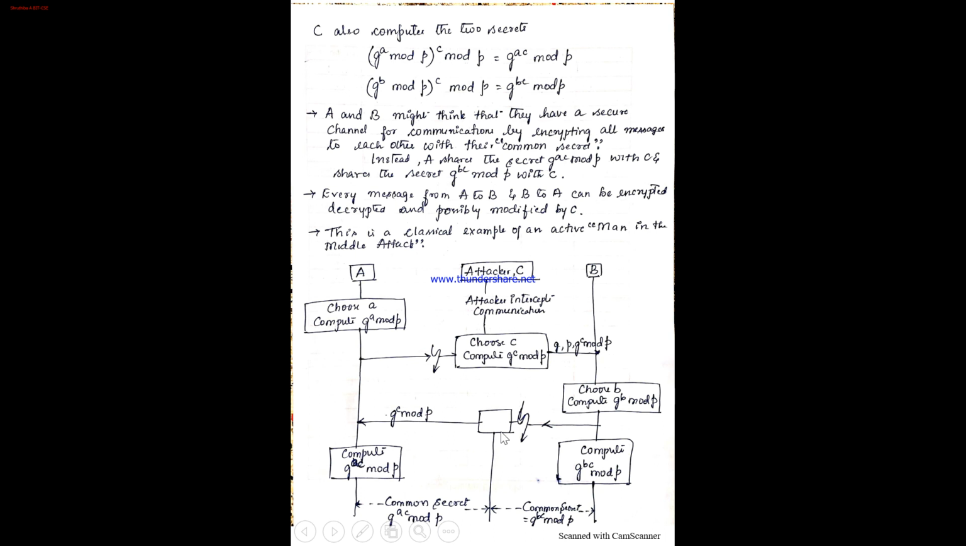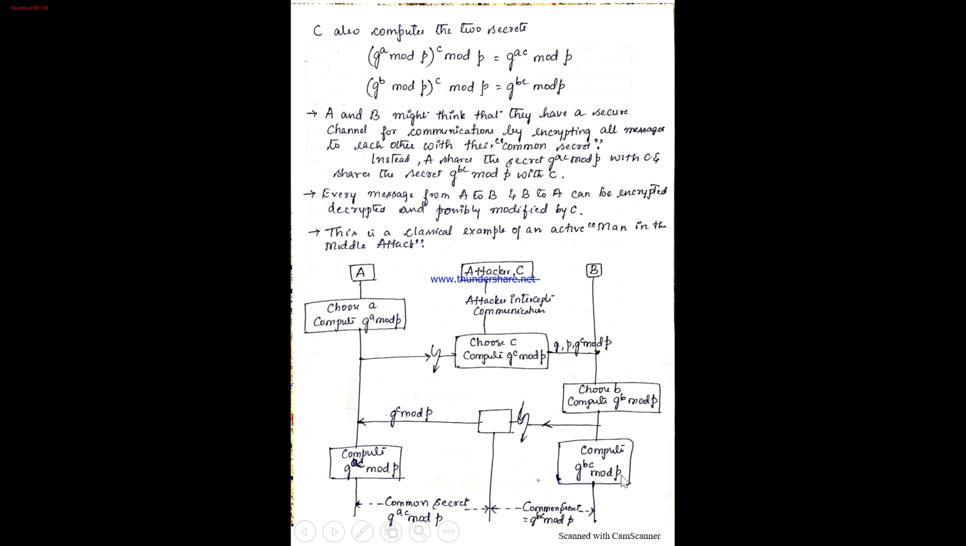The attacker takes that and generates g to the power of c mod p. So now the attacker has got g to the power of a mod p and also g to the power of b mod p. And A and B have been provided with the partial key g to the power of c mod p.